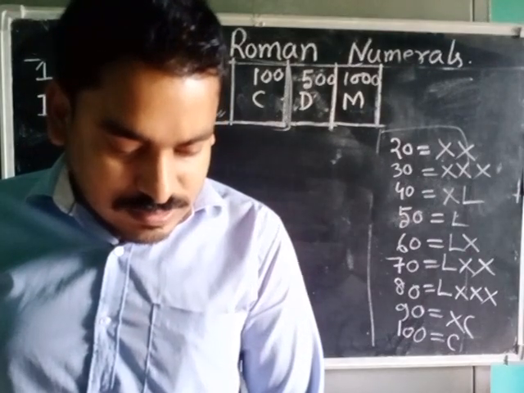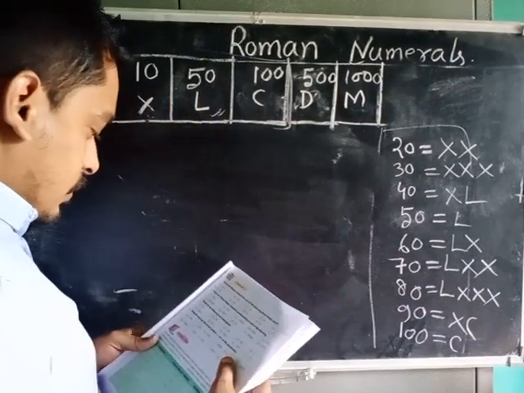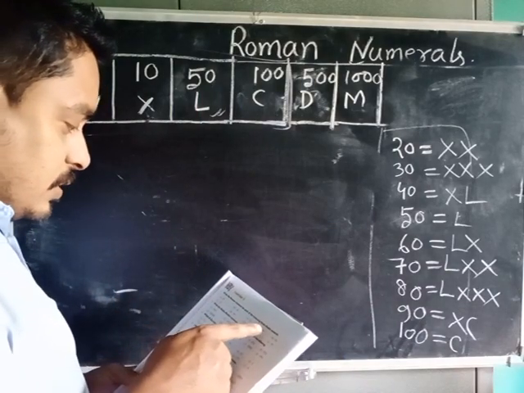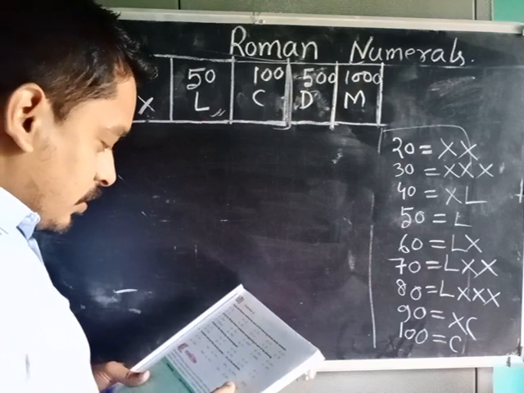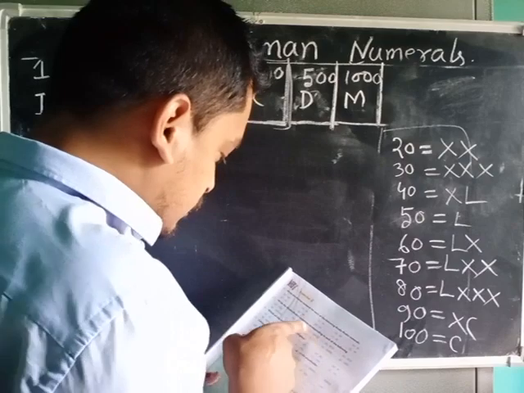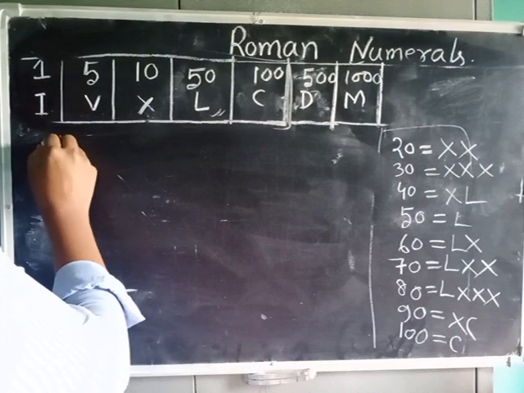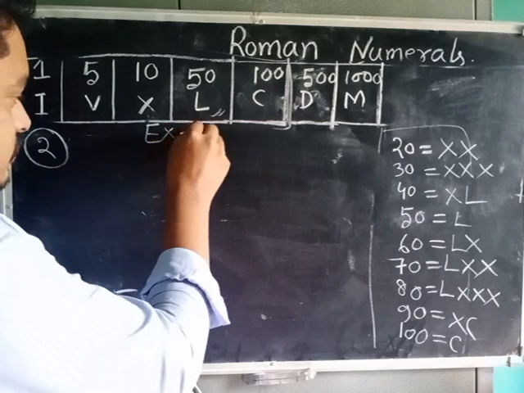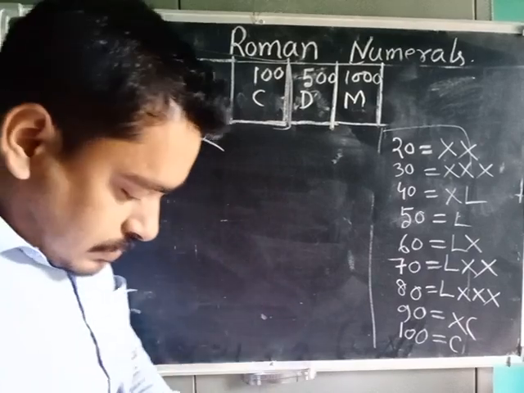the second question, that is number 2. Number 2 is, yesterday we represented Hindu Arabic numbers as Roman numerals, and today we are going to represent Roman numerals as Hindu Arabic numerals. So let us take the first question, number 2, exercise 2.